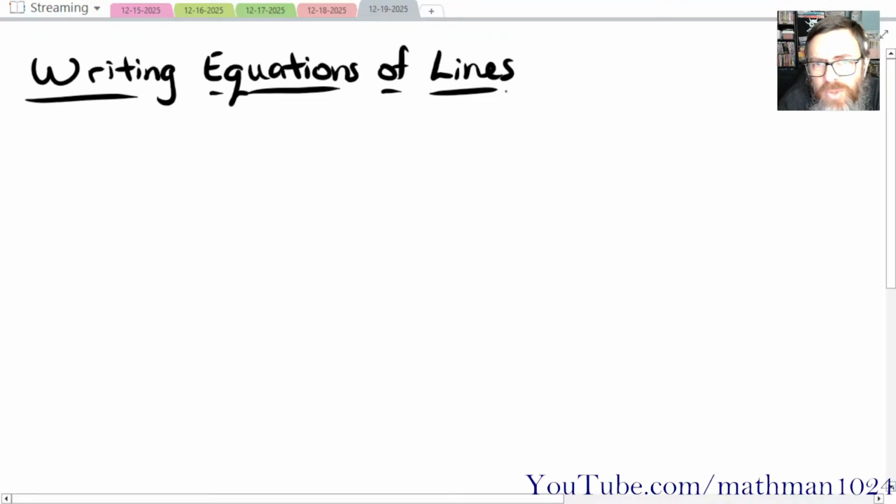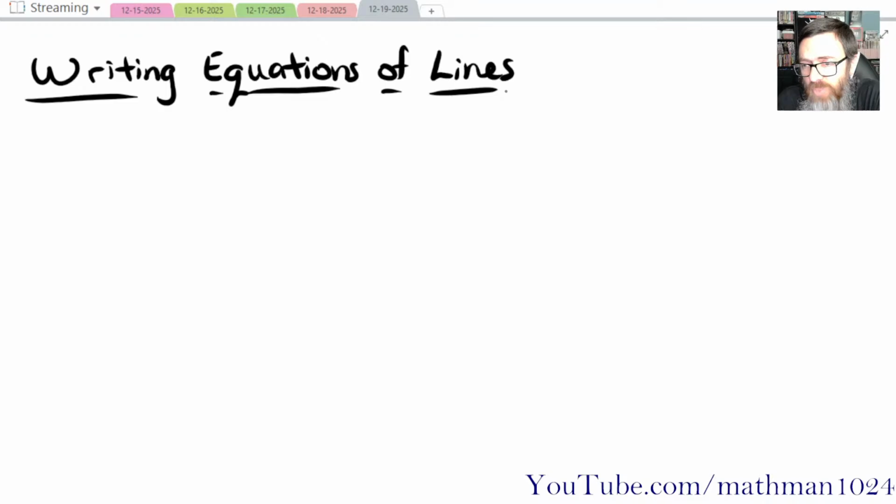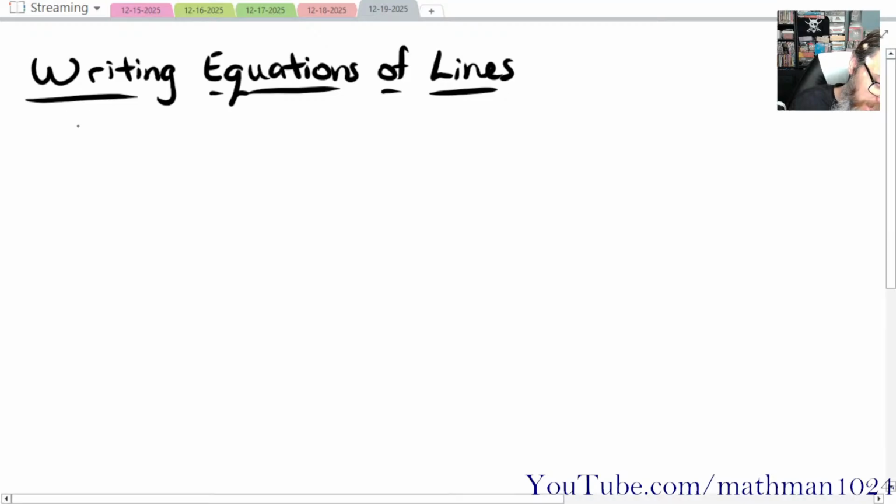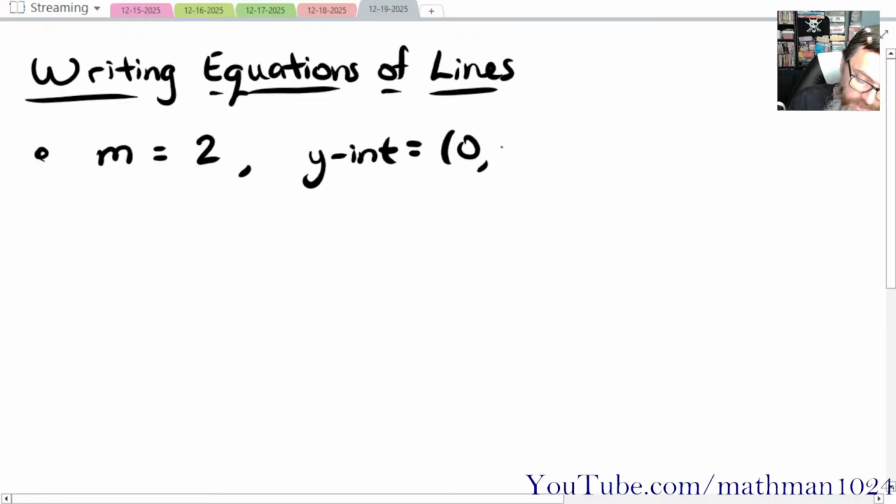And so what we're going to do here is I'm going to give you certain pieces of information about a line, and we're going to find what the equation would be for that line. For example, if I say the slope of a line is 2, and the y-intercept is the ordered pair (0, -19). How could we write an equation that has that slope and that y-intercept?